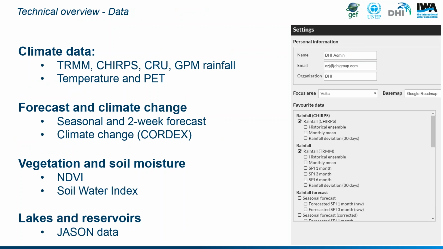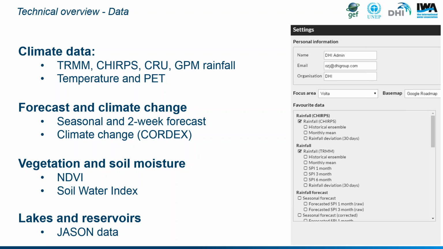As we are looking at data for floods and drought assessments, we are looking at a wide range of data sources. We are looking at different types of climate data, a number of different types of rainfall products, temperature data, potential evapotranspiration data. And then we are also looking at forecast and climate change data. For the forecast data, we are using the NOAA global seasonal forecast model, which produces a 9 months rainfall forecast with 20 ensemble members.